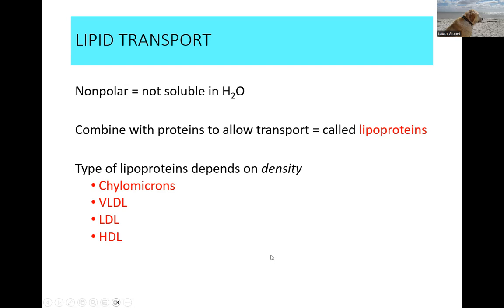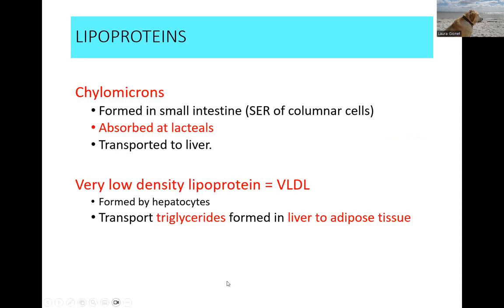All right, so lipid transport. Remember, it's non-polar covalently bonded, so it's not soluble in water and combines with proteins to allow transport, called lipoproteins. If we didn't have those lipoproteins, they wouldn't be soluble at all. All right, so the ratio of fat to protein will determine the density. These are the different types of lipoproteins. And the more protein you have, the heavier it is, the more dense it is. Let's put it that way. So we have chylomicrons, VLDLs, which are very low density lipoproteins, low density lipoproteins, and high density lipoproteins.